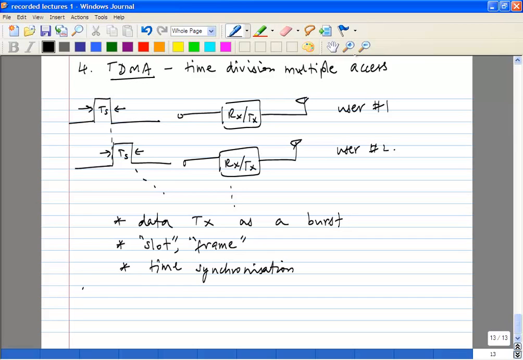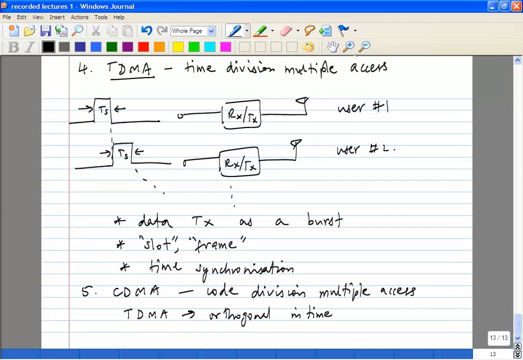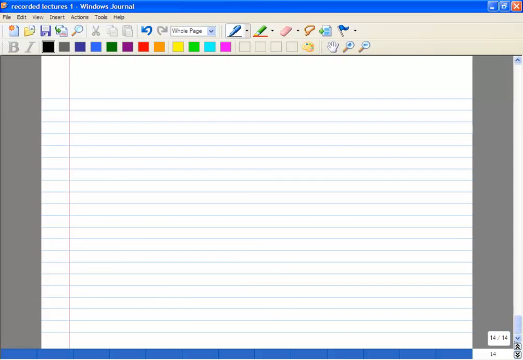Now the other kind of multiple access technique we'll study is called CDMA, or code division multiple access. This works by using a set of n orthogonal codes to separate the different users. TDMA is orthogonal in time, FDMA is orthogonal in frequency, and CDMA is orthogonal in codes. So how does this work? Let's say at transmitter 1 you have a signal x1 of t, multiplied with a certain code c1 of t, and y1 of t is transmitted.